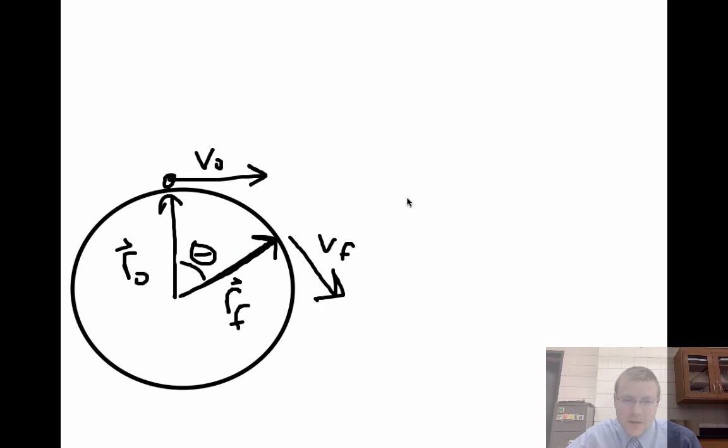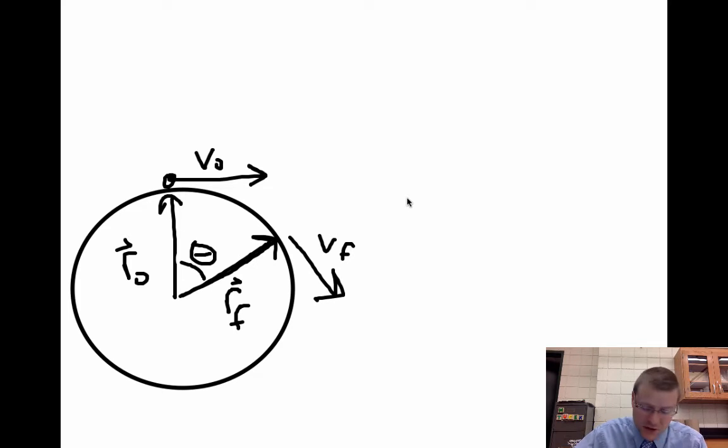So the proof can be seen in this circle. You can see that there are two position vectors, your initial position vector and your final position vector, which really for this is the radius of the circle. And you can see the two velocities, your initial velocity and your final velocity as you go around that bend. The nice thing about the initial and final velocity is that they are the same magnitude, just like the position vectors are the same magnitude.